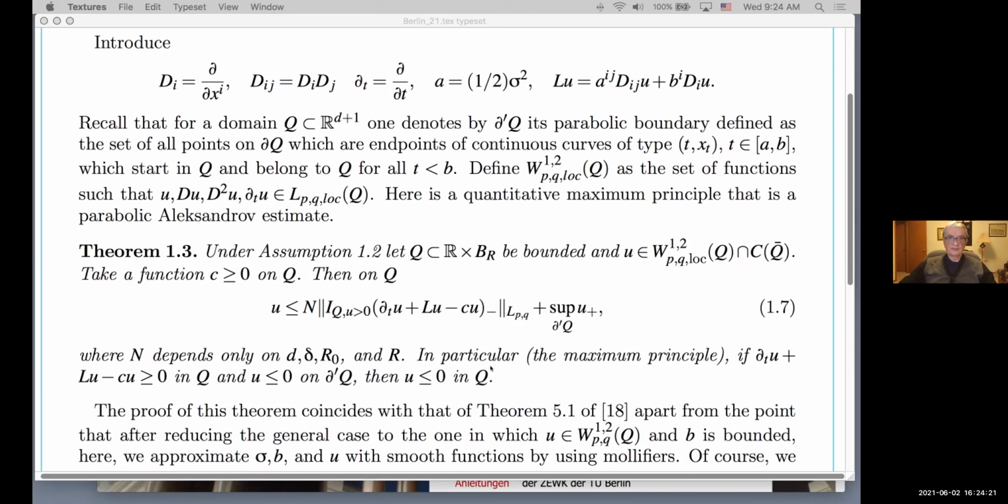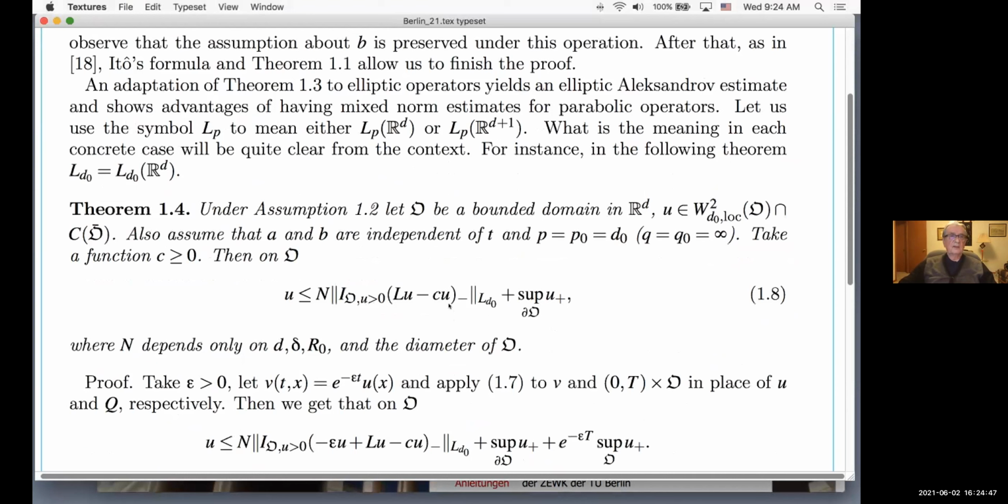The proof is obtained by using Ito's formula. Although there is trouble because the drift coefficient is bad, so we approximate b by using mollification, which preserves this condition 1.4. It is easy to see that it preserves this condition 1.4 with the same constant. One can adapt this theorem.